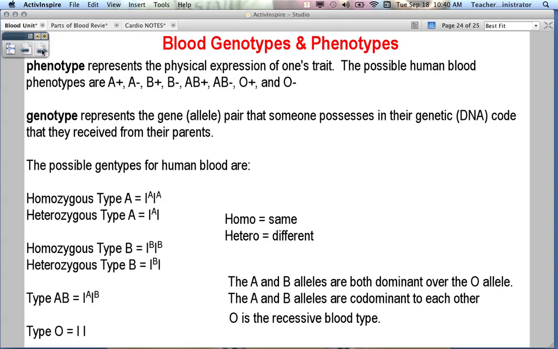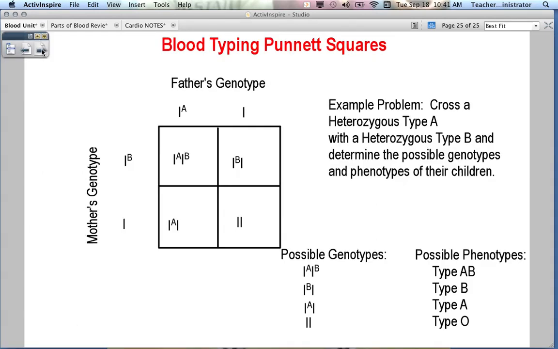So let's equate that into how we would do a Punnett square. If you had the problem where you were to cross a heterozygous type A with a heterozygous type B and then determine their possible genotypes and phenotypes, you would do the following. For a heterozygous type A, remember they have one allele that has the A antigen on it and the other allele that's lacking an antigen. For the type B heterozygous, same thing. They have one coding for a B antigen, the other one coding for no antigens.